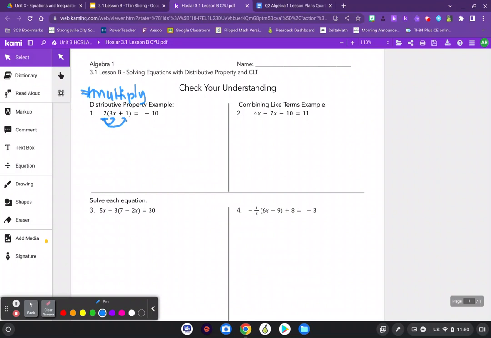And so I get 2 times 3, which is 6. There's an x with that, so I really have 6x. And then 2 times 1, which is 2. Equals, and I still have negative 10.